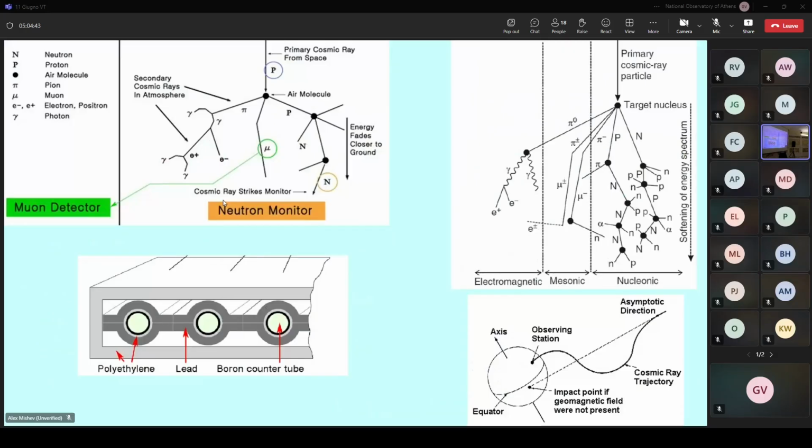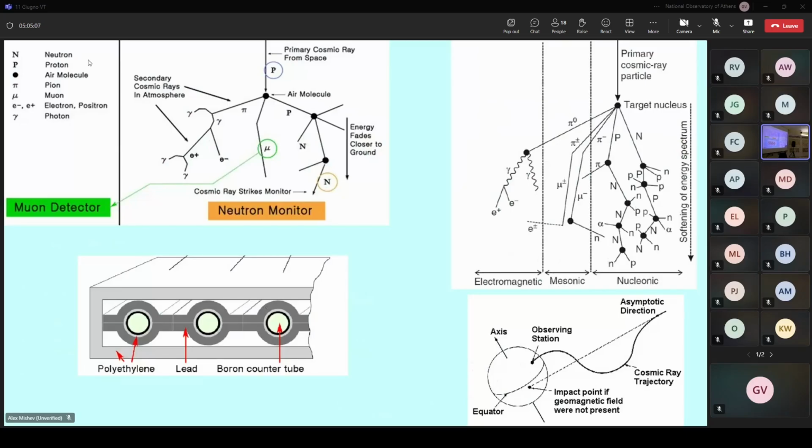So what's the physics basis? When we have a particle, let's say an SCP, which is entering the atmosphere, it is producing a shower of particles, which is raining down to the ground and eventually can be registered by a neutron monitor.